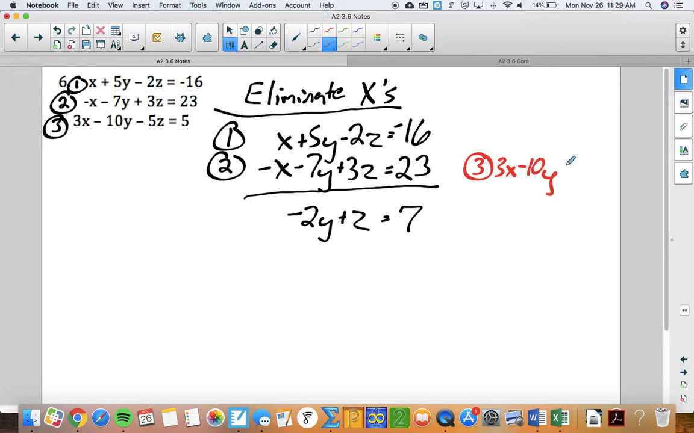Now you do have a choice on what equation you want to use on top. That's a negative 5, folks, and that's a positive 5. I don't know why that looks so funny.